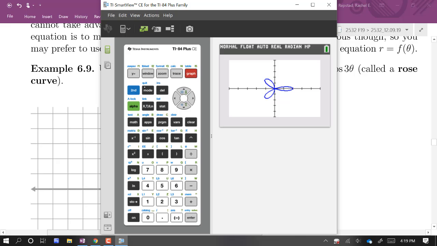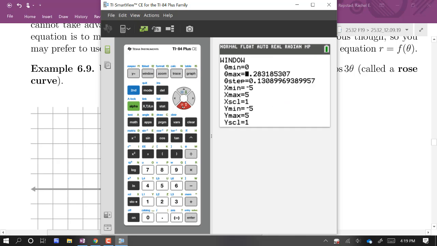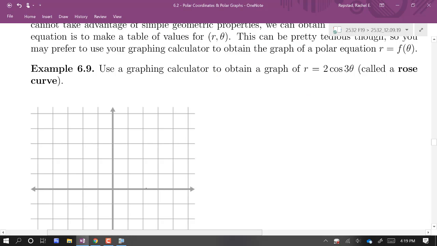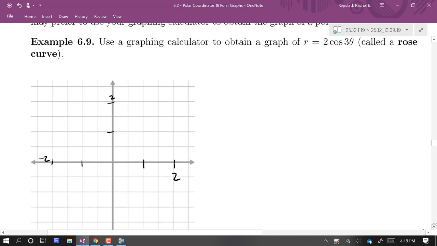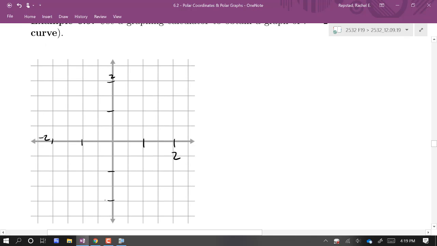My window's kind of big. I'm going to maybe cut it. Go to 0 to 2.5, negative 2.5 to 2.5. All right, so. And then here's where I try to draw it. It never goes very well. It's hard to sketch. Something like that. That's the best I can do.